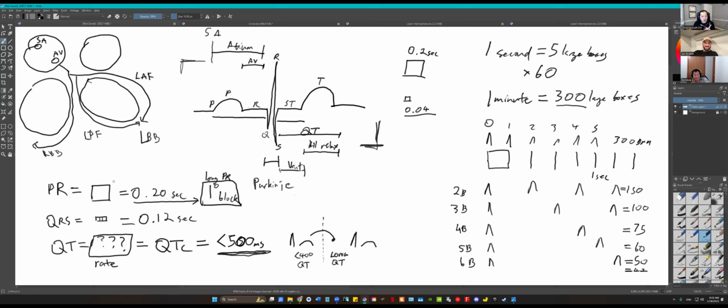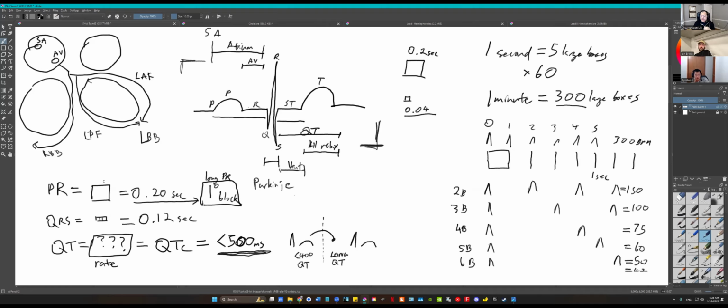But if you can remember the upper extremes of normal, 0.20 for PR, 0.12 for QRS, I remember them as blocks, right? One large block is a PR. Three little blocks is the QRS. Anything longer than that is abnormal. And as long as the QTc is less than 500, hey, we got room to play, right? So if you can get this diagram, draw your own EKG heartbeat once, and remember these numbers, you can start generating a lot of stuff.